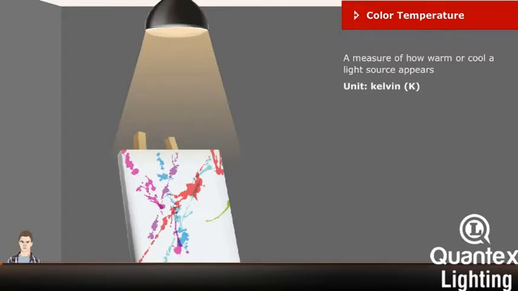Color temperature is a method of describing the color characteristics of light, usually either warm, yellowish, or cool, bluish. It is measured in degrees of Kelvin. Cooler colors are associated with freshness and vitality, while warmer colors are more restful and social.